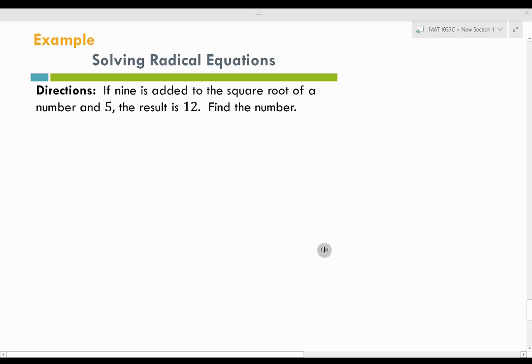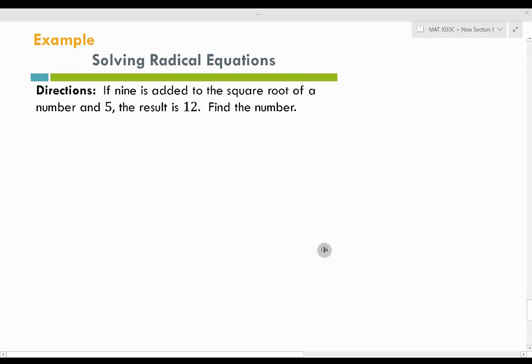All right, you guys, let's do a word problem where we have to deal with radical equations. The directions say, if 9 is added to the square root of a number and 5, the result is 12. Find the number. So we need to translate this into an equation and then we can solve it.